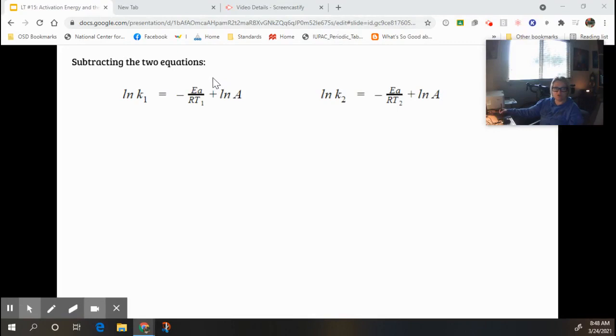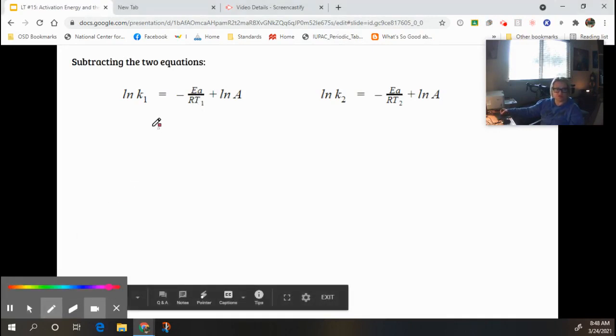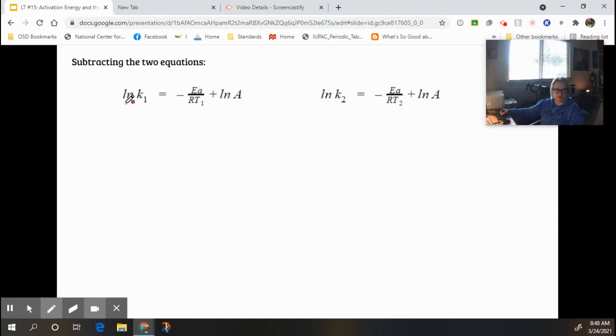All right, so we are going to subtract these two equations in order to create an equation that allows us to solve for activation energy. So what I'm going to do here is subtract the left-hand sides of these equations, and I'm going to take k2 away from k1, the natural log of both, and then I'm going to subtract the right-hand sides of the equations, putting the expressions in parentheses.